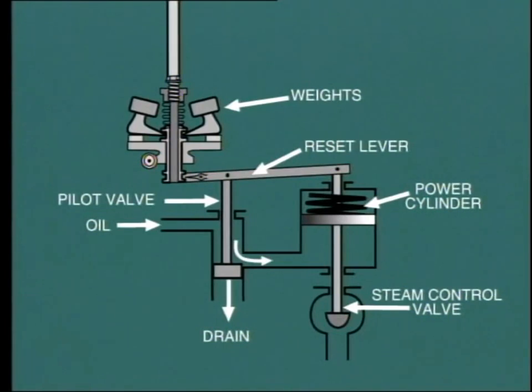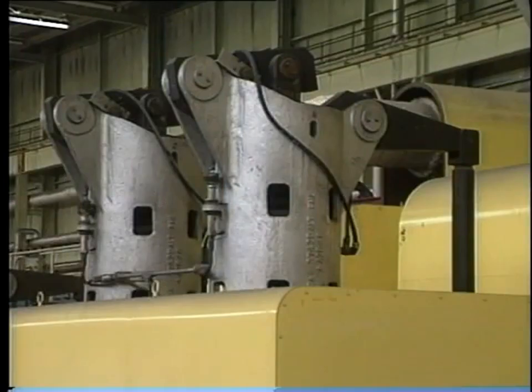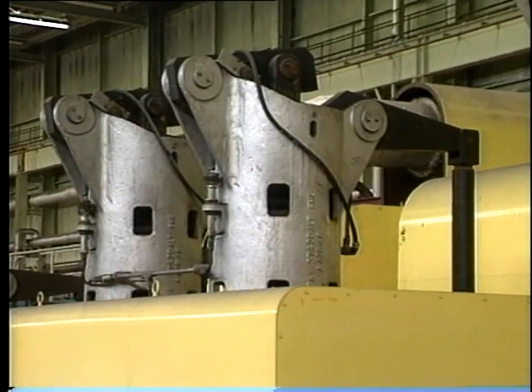This movement of the power piston opens the steam control valve and allows more steam to enter the turbine, which causes its speed to increase. Also note, as the power piston rises, the reset lever lifts the pilot valve back into the neutral position again. On large turbines with multiple control valves, a considerable amount of power is required from the power cylinder.